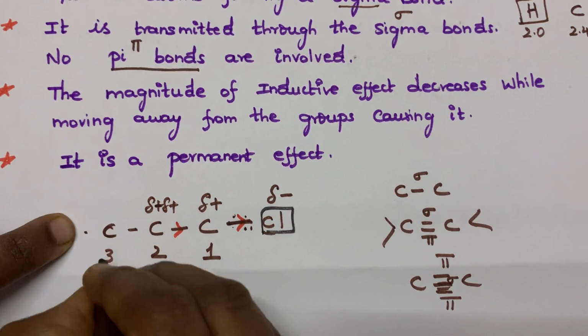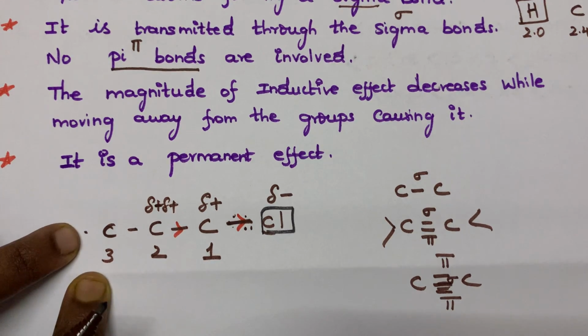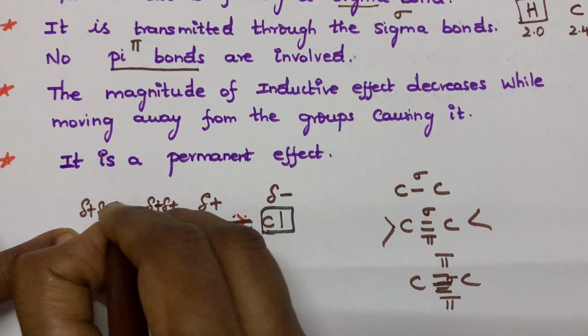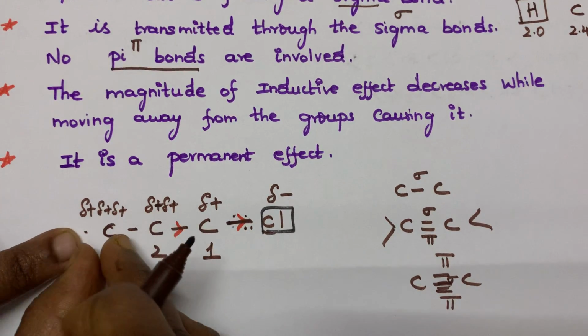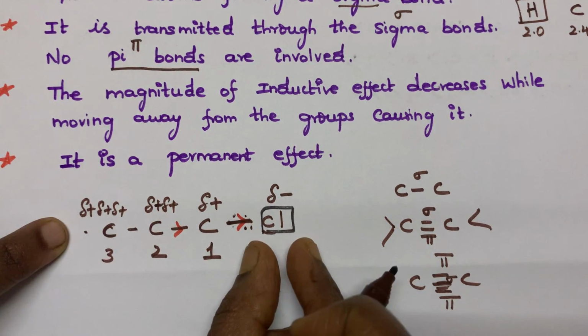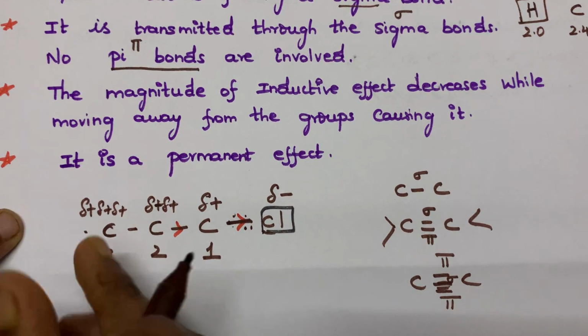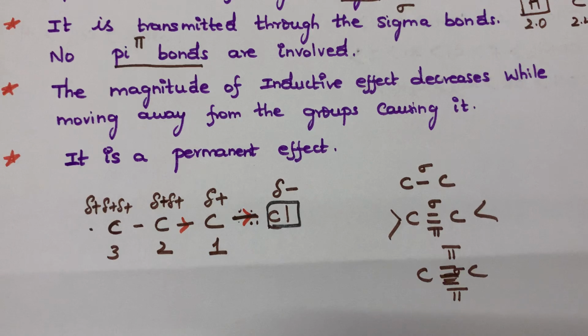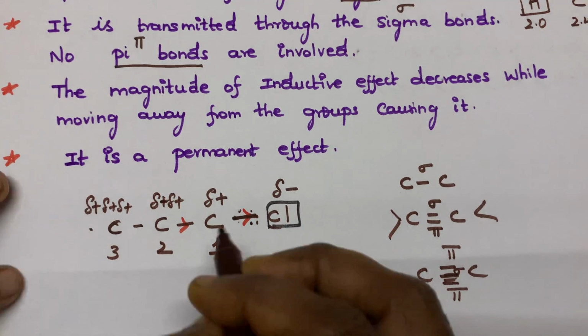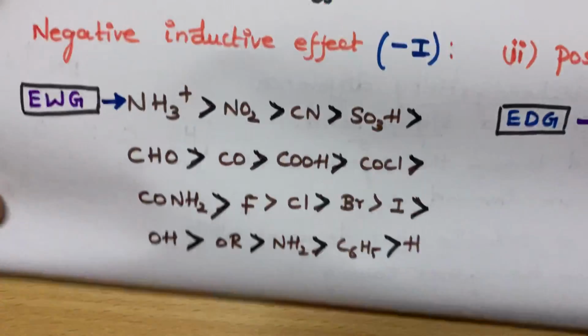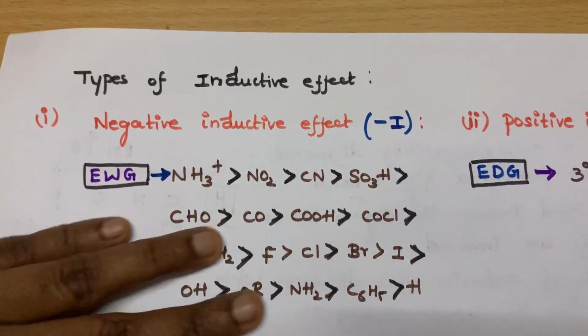And this is the third carbon, which is 3 bond lengths away. So here delta plus is a very trace amount of partial charge. The effect of this chlorine is felt only very slightly here. When you move away from chlorine further and further, the effect decreases. The effect is maximum in the first carbon. That's what we are trying to say. Clear, students? Then this inductive effect we can divide into 2 types.